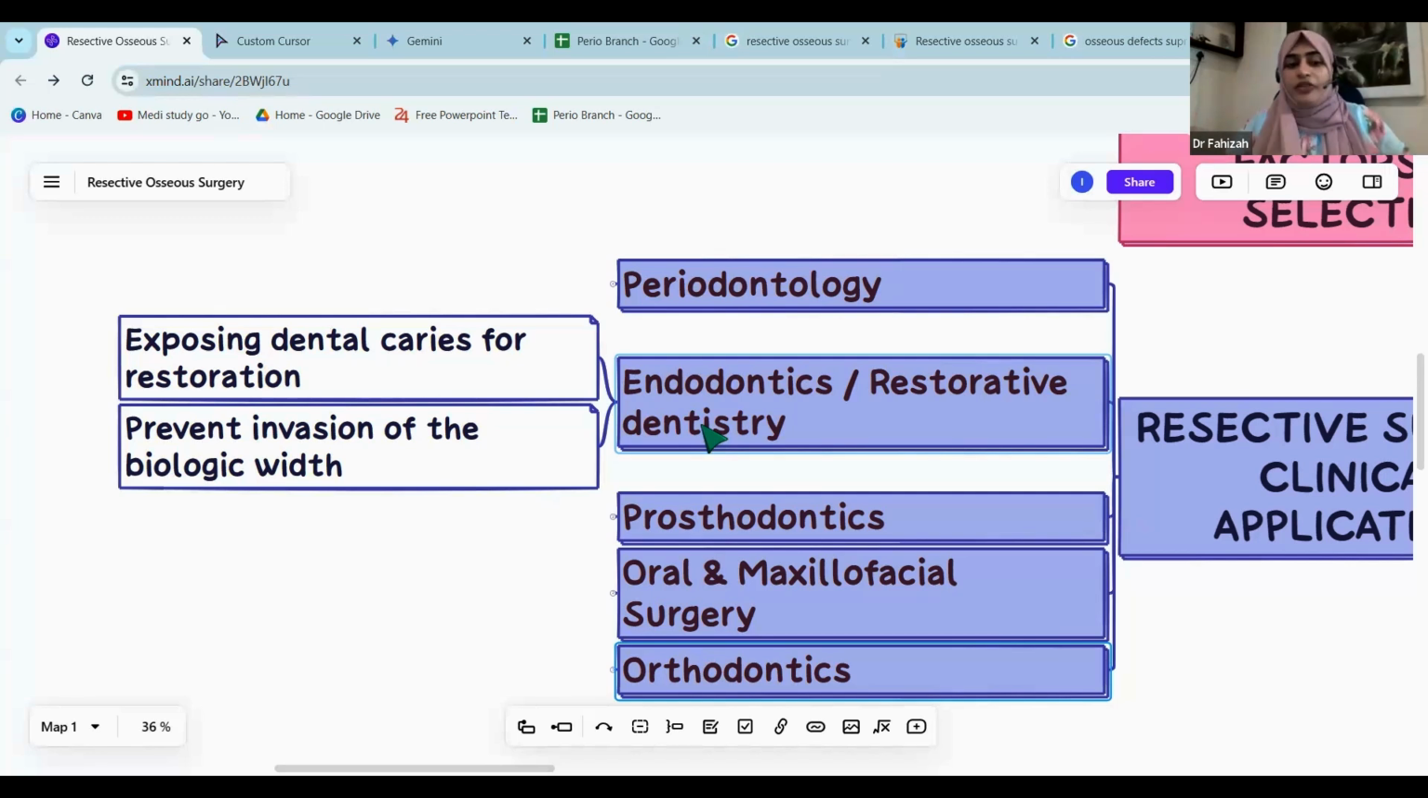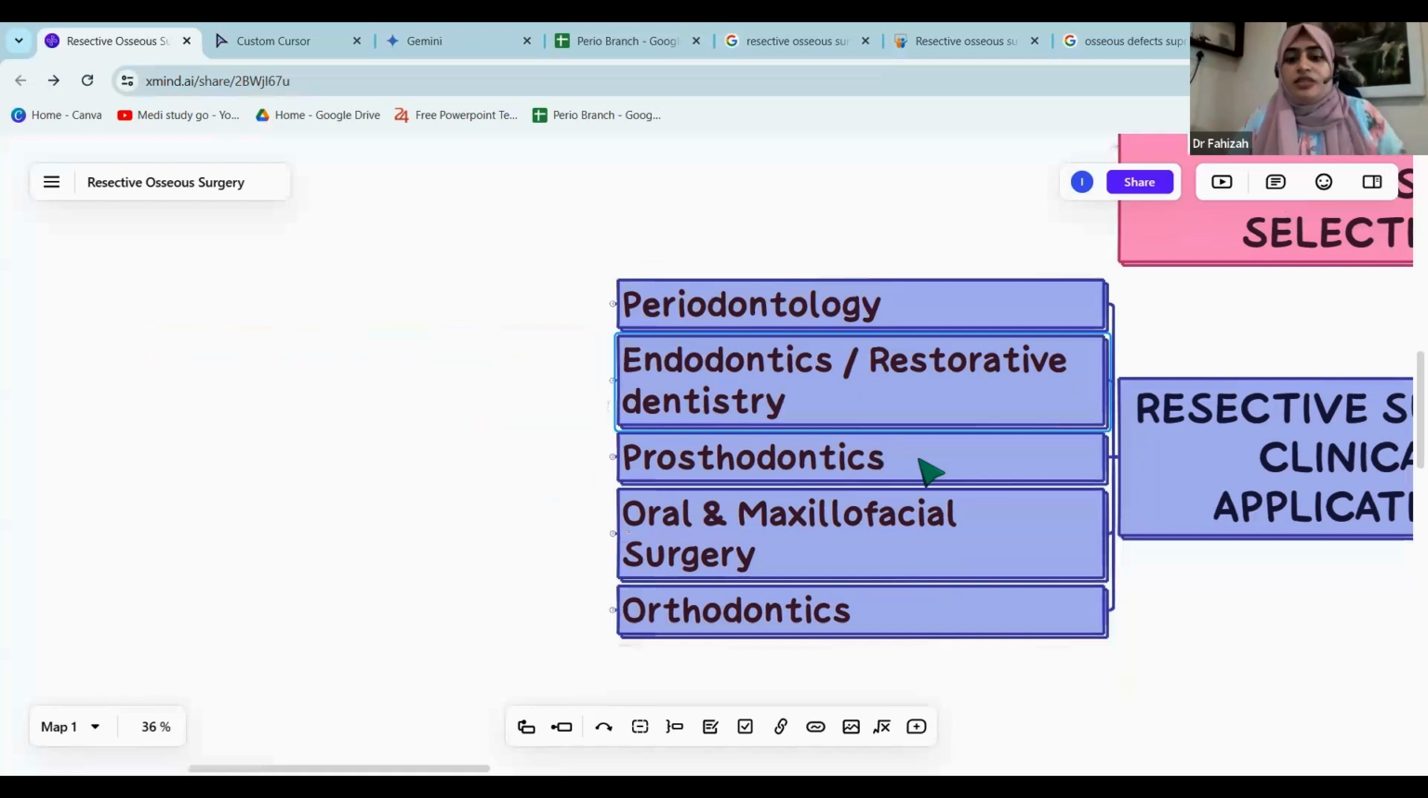Okay. Then prevent invasion of the biological width. Biological width we know again. If we place the crown, we need to know the sulcus depth. There has to be a minimum of 2 mm difference between the sulcus depth and the bone. So again, we need to remove a little bit of bone to maintain the biological width. That is endodontics and restorative dentistry.